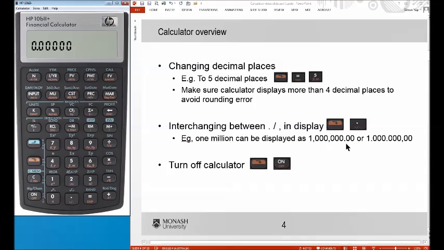Because we are more used to the first display, if it happens that you have a different display, do not panic. You just need to switch between the period and comma. The orange function below the dot button in your calculator allows you to toggle between these options. So press Shift down and the dot button to toggle between these options.